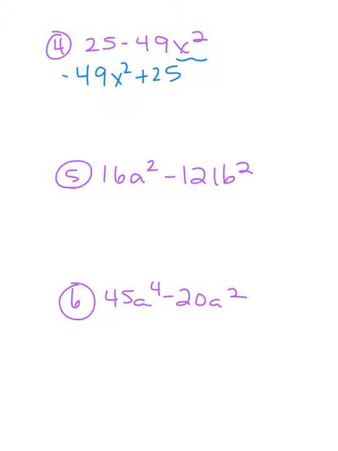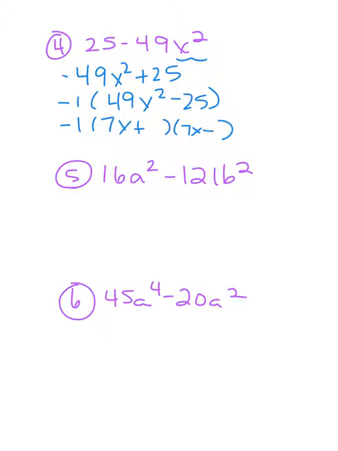But I do notice if I factor out my negative 1, I'm left with 49x squared minus 25, which really is a perfect square minus a perfect square. So I have negative 1 times the quantity of 49x squared, the square root of which is 7x and 7x. The square root of 25 is 5, so I have a plus and a minus, and I have 5 and 5. So there's my final answer in factored form.